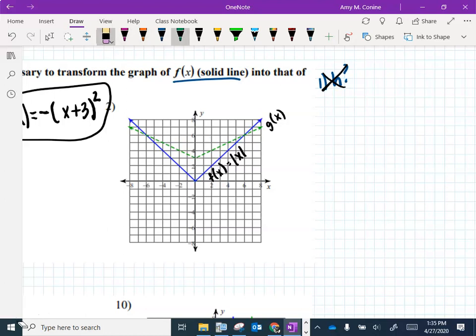So if we're continuing, do we have any dilations or reflections? It does look like we have a dilation. Okay, it doesn't look like we have a reflection. So we need to take a look at what changed.